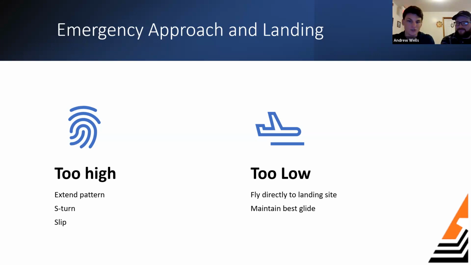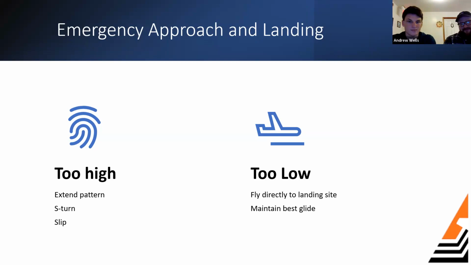If you're too low, fly directly to the landing site and maintain that best glide as close as you can, right? Because that's going to help you get to that distance. Yeah. So usually a little bit better to be a little bit on the higher side if you have the runway for it. Yep. Rather than a little on the low side. Yes. You could always slip it down. Yep. You have a lot more options to go down rather than climb. Yeah.